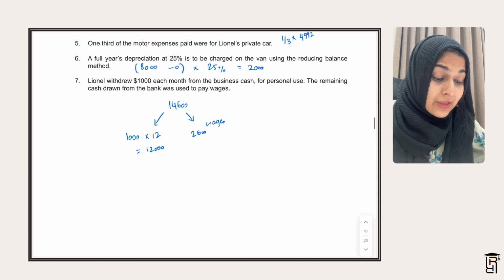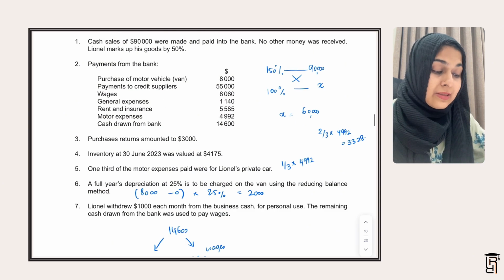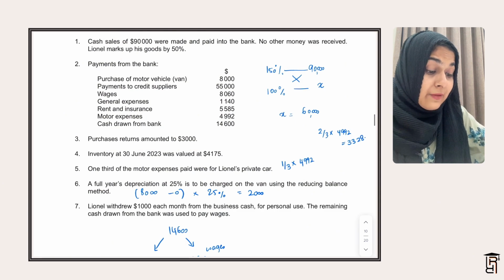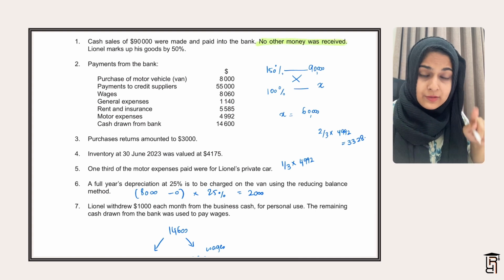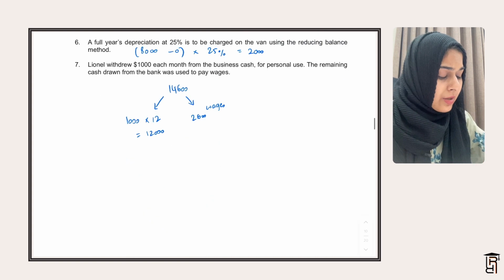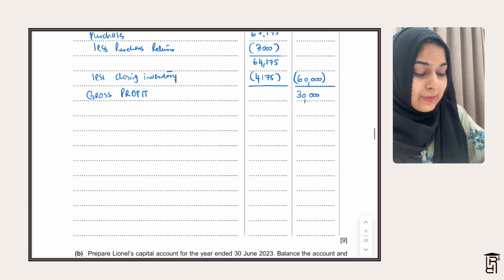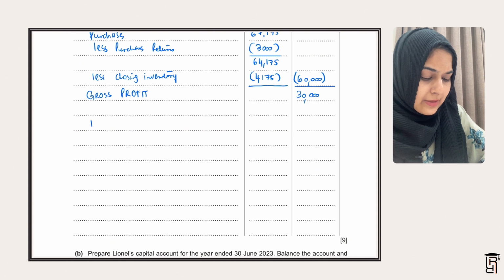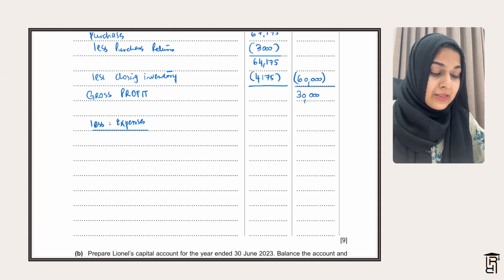Then I don't have any other incomes because the question clearly says that no other money was received. This statement tells me there is no other income. If there was other income, then we would have received some money for that. So we directly go to less expenses. So I write here less expenses, and I need to write my expenses one by one.